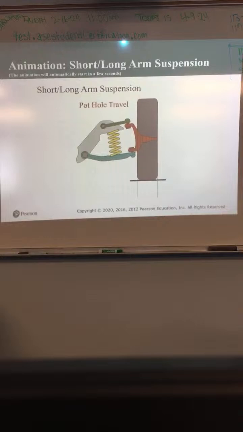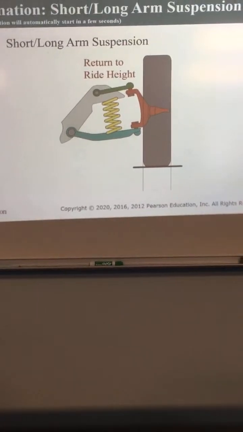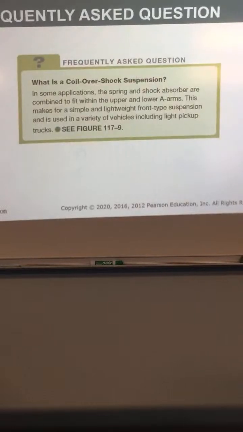Traveling down the road, watching what it does when you hit a bump. Which one of those ball joints is the load carrying ball joint? Right there next to the tire. The bottom one, right? Because of where the spring is located. Okay, the top one is the follower. Got it?